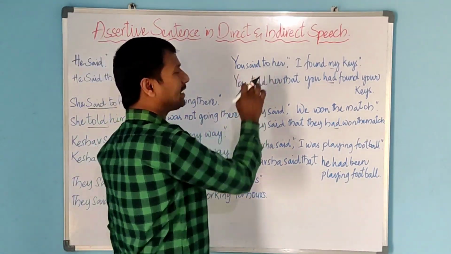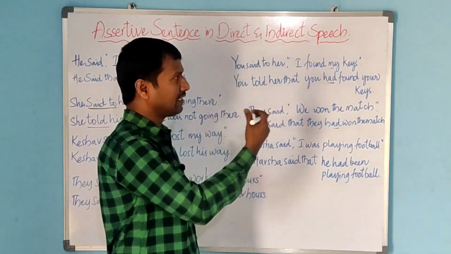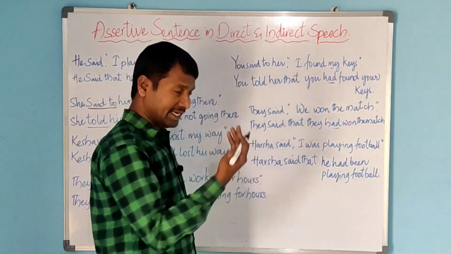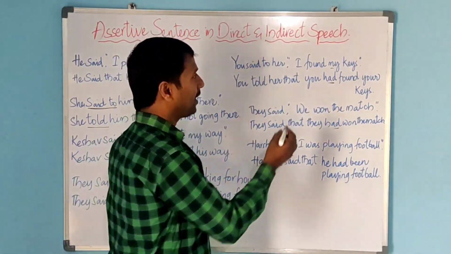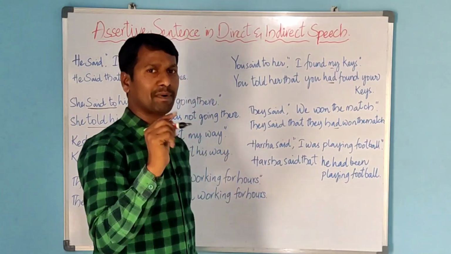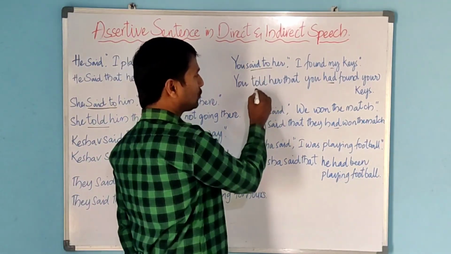See that you said to her, I found my keys. You said to her, I found my keys. In indirect speech, you told her that you had found your keys. I found my keys is the simple past tense sentence changed into indirect speech. Said to changed into told here.